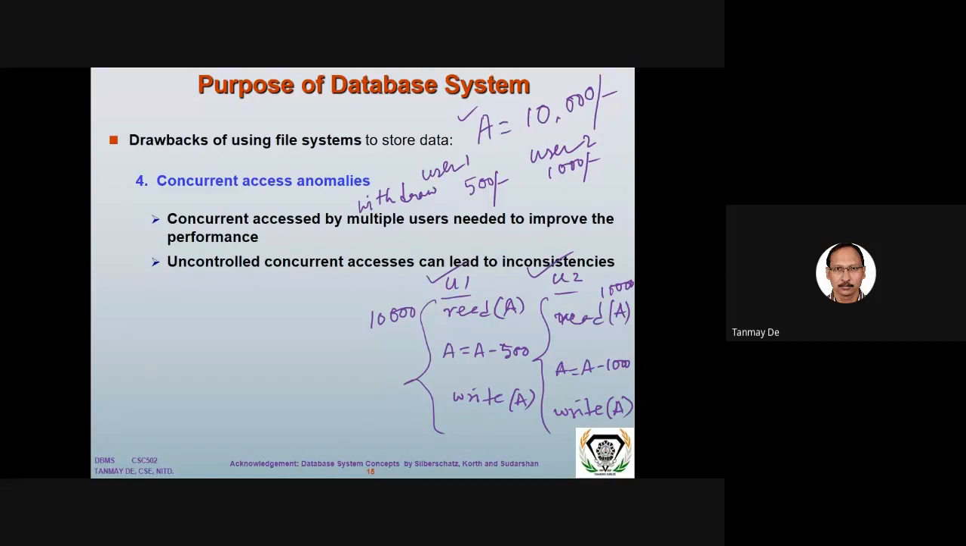Initially it reads 10,000. So after deduction, what is the value of A? 9,500. And here, what is the value of A? 9,000. Okay, this is the 9,000. It's better if I write in a different color. Just a minute.